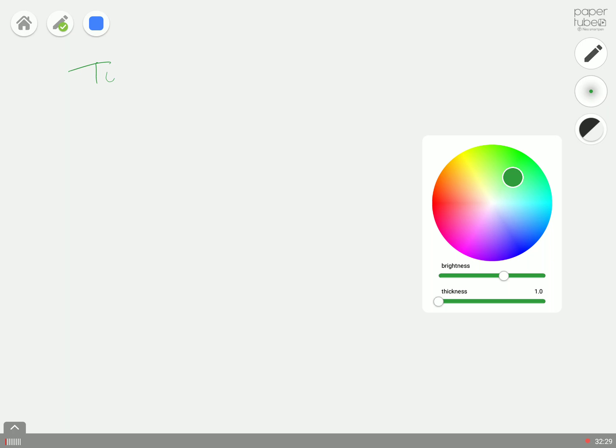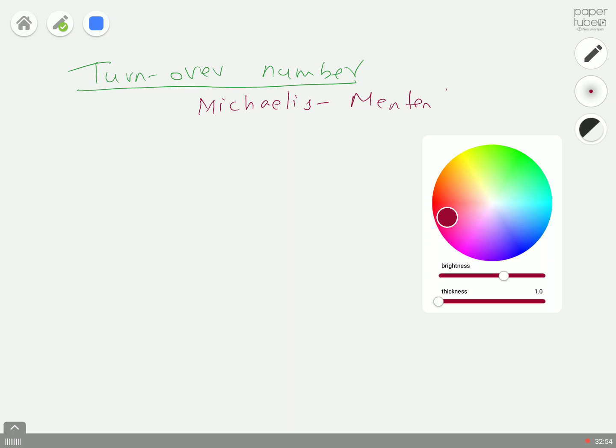Okay, let me start. Turnover number. I'm going to explain this quickly. What is a turnover number? This is such an important number you have to remember when we talk about enzyme kinetics. We will come back to this when we derive Michaelis-Menten kinetics, probably in this lecture or the next one. At that time you will know what the turnover number of an enzyme is. But for the moment, I'm just going to define it.